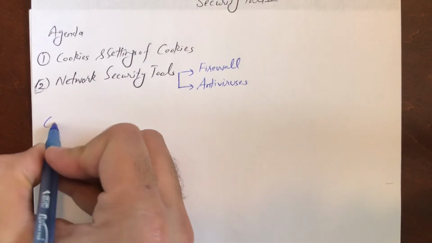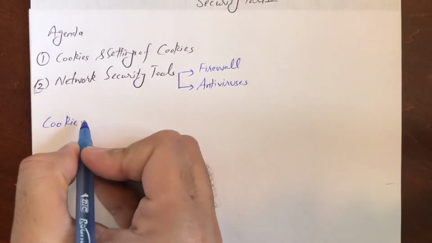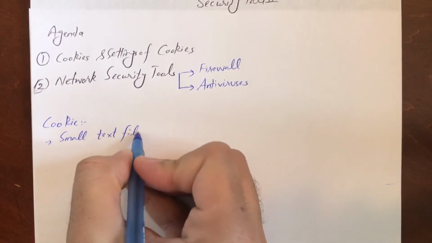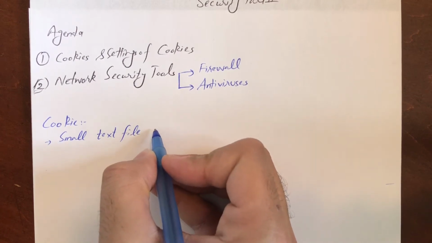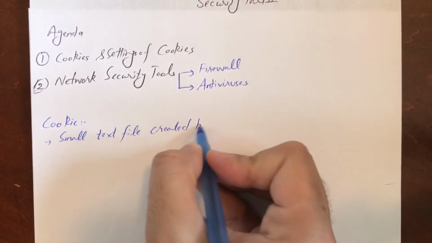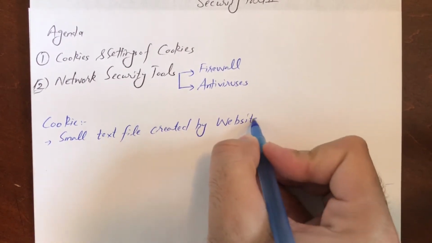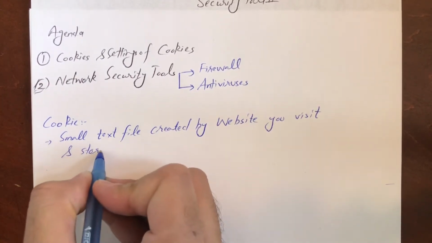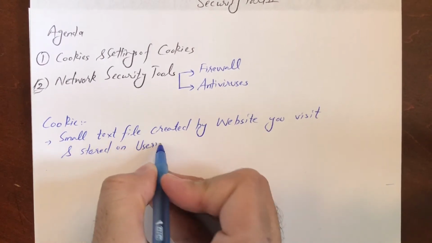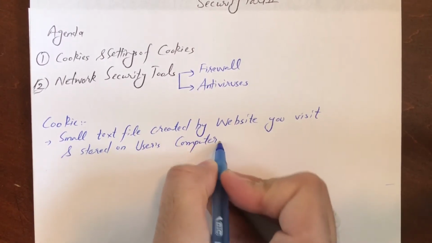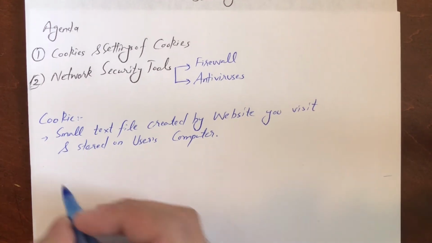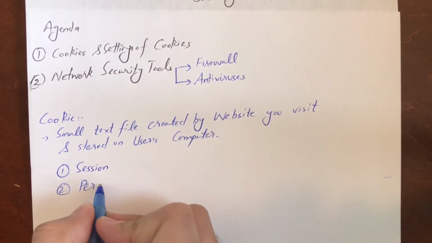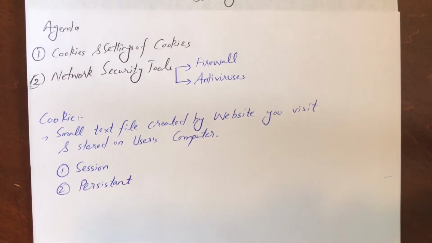So first of all, let me define what is basically a cookie. A cookie is basically a small text file created by the website you visit and stored on the user's computer. Now cookies can be of two types. A cookie can be a session cookie or it could be a persistent cookie. So there are two types of cookies, session and persistent.